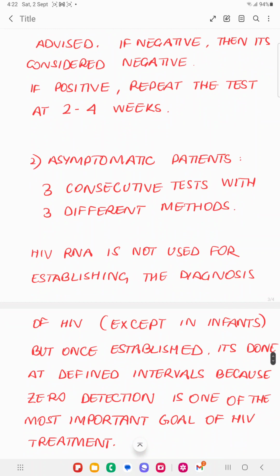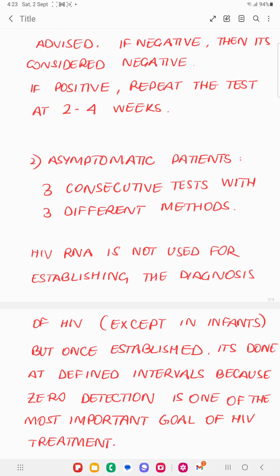What about asymptomatic patients? They should have 3 consecutive tests with 3 different methods to be positive. So if you have done an HIV screening test for some unrelated reasons, in patients who are asymptomatic, then 3 tests need to be done to confirm the diagnosis.